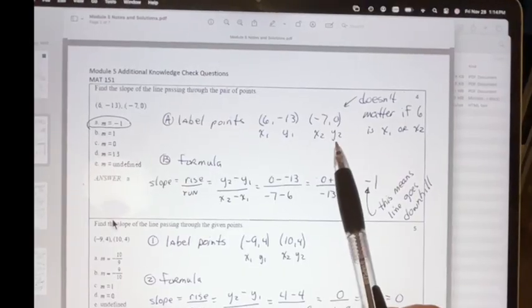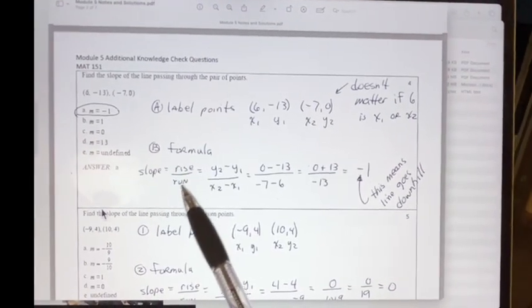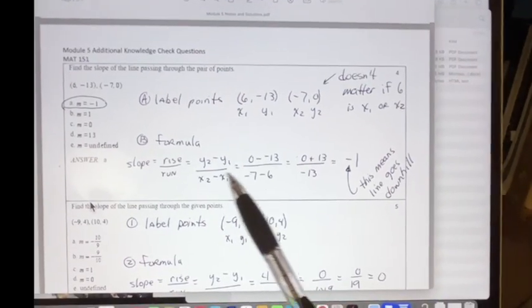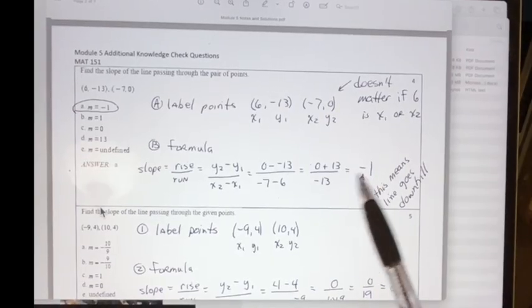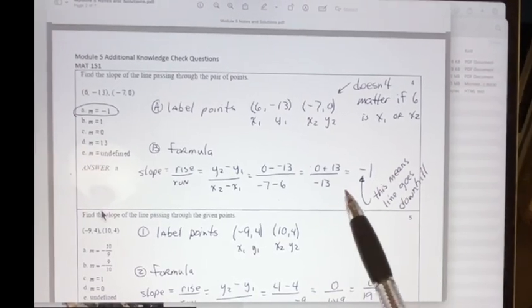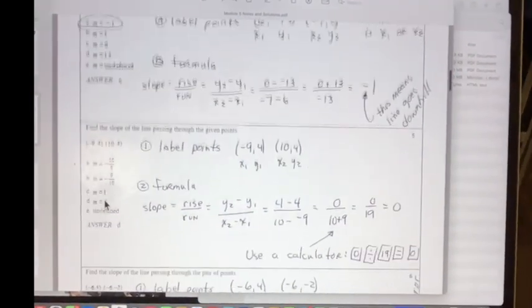I label the points every single time. I do the same thing. I write the formula with rise over run, even this business right here. Plug in everything. Boom, you get a -1. It means it goes downhill. Now watch out for all these negative signs. They're just trying to trick you. I've mentioned that a bunch.